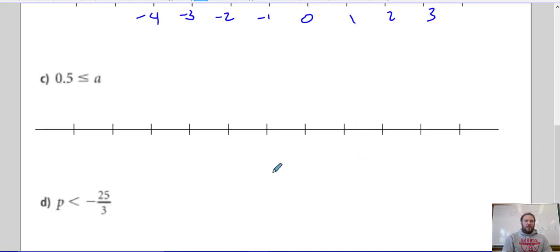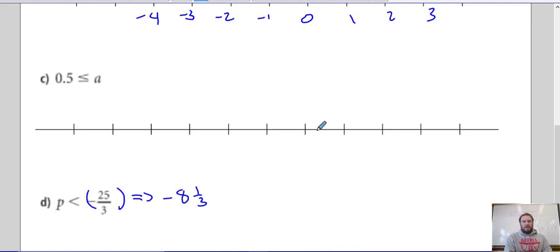Okay, and then finally, if I had questions like these two where we had decimals or fractions, we just have to make sure that we can find those numbers on their number line. So -25/3, we may want to think about that as a proper fraction. So 25 can be divided by 3 8 times with 1 remaining. So this thing turns into -8 1/3. And 0.5 is right in between 0 and 1.